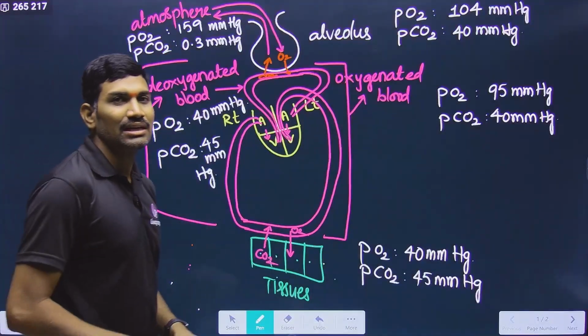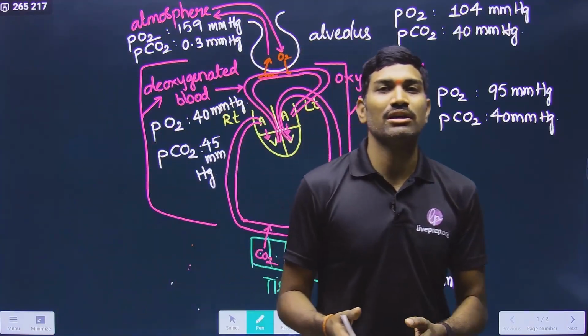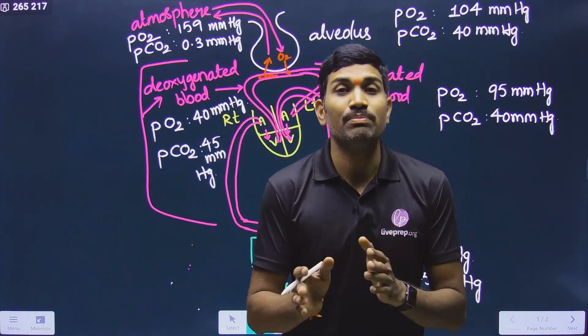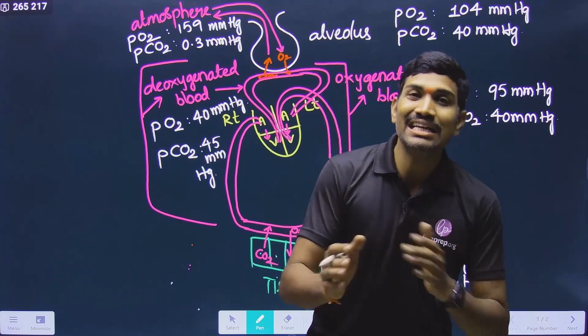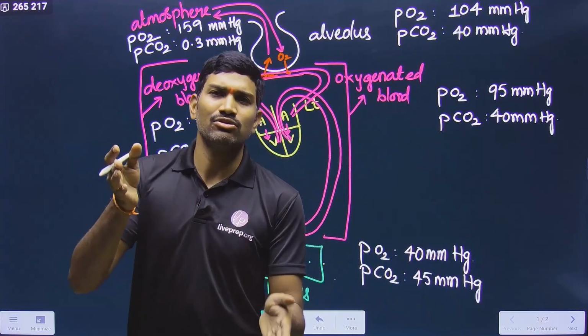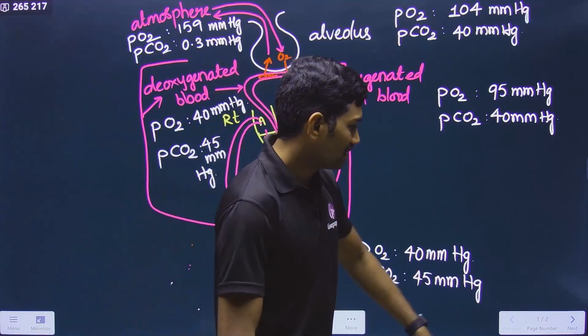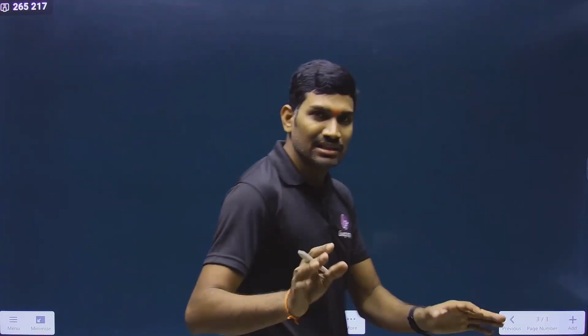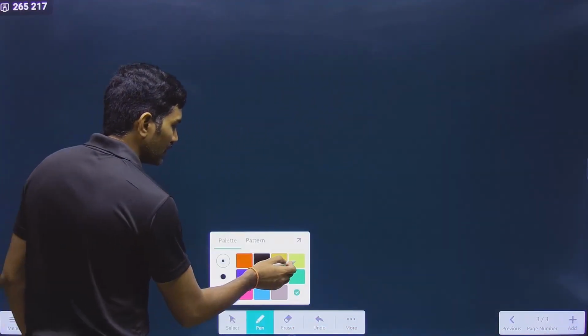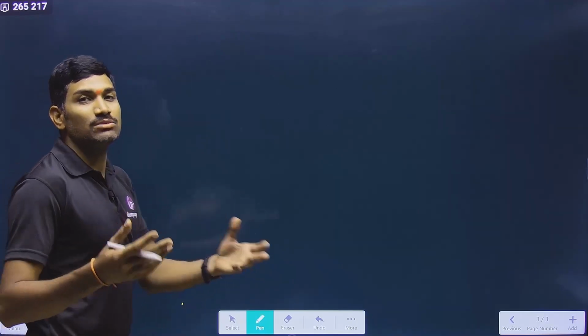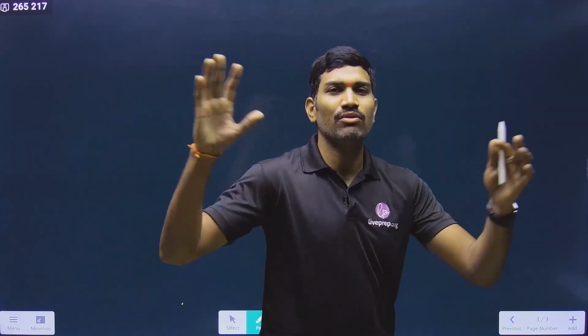Now, for the exchange of gases we are talking about the pressure difference, or the pressure gradient. Gradient means different values of pressure. Different values of pressure are important for exchange of gases. Yes or no? So what is the point we are saying? When we studied the mechanism of breathing, we said that air is always moving from high pressure to low pressure.